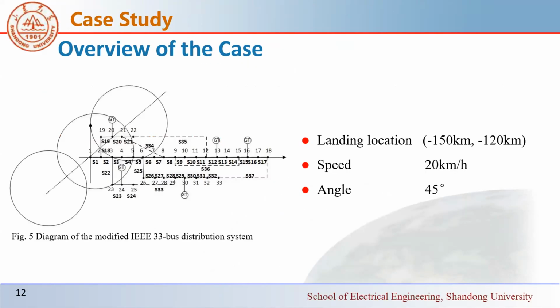The fourth part is a case study. The proposed method has been tested on a modified IEEE 33 bus distribution system. It is assumed that the landing location of the typhoon is (-150 kilometers, -120 kilometers). The speed of the typhoon is 20 kilometers per hour, and the angle between the moving direction and the positive direction of the horizontal coordinate is 45 degrees.